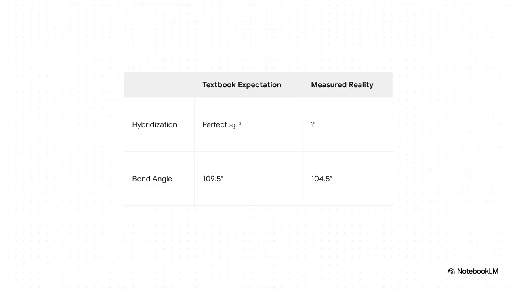And here it is, side by side. The textbook says we should get 109.5 degrees, but when we go into the lab and actually measure it, the real angle is about 104.5 degrees. Now, a 5-degree difference might not sound like a lot, but in the world of molecules, that's a huge clue. It's screaming that our simple model is missing something important.